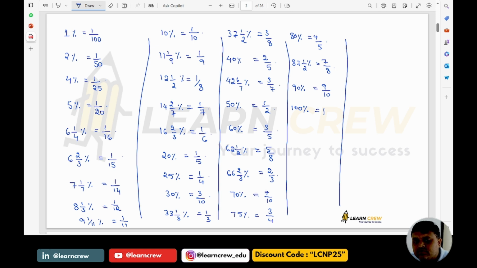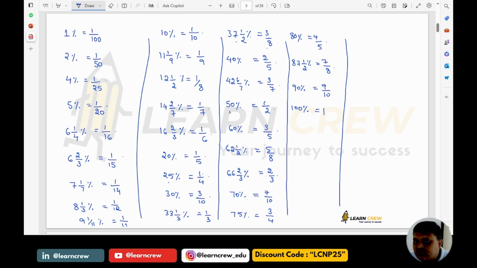So double of 12.5 is 25. So double of 1 by 8 is 2 by 8. 2 by 8 means 1 by 4. And 3 times of 12.5 is 37.5, which is 3 by 8. 1 time 12.5 is 1 by 8. 2 times 12.5 is 2 by 8. 3 times 12.5 is 3 by 8.